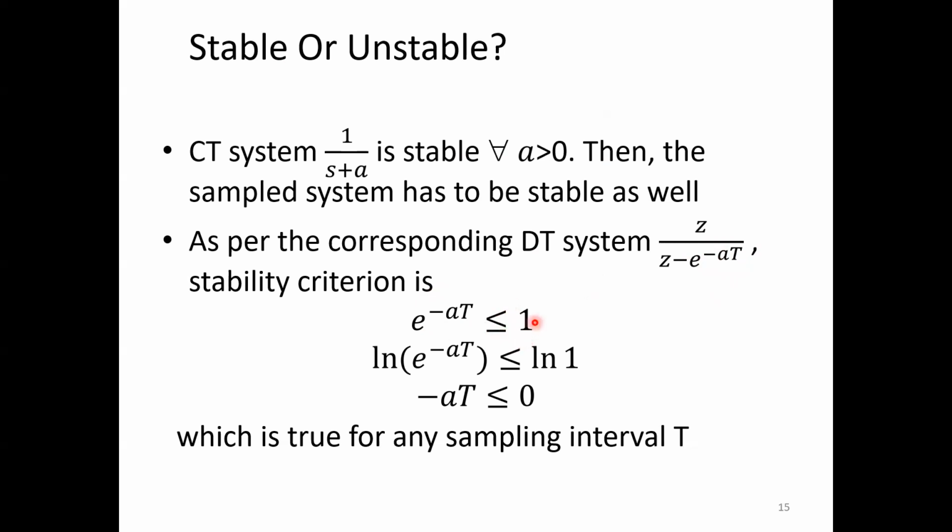So it is less than or equal to 1. If you take the natural log of this, ln 1, then aT should be greater than or equal to 0. Of course, this is the condition for the continuous time system to be stable. If a is not positive, then the continuous time system is unstable, and e to the minus aT will not be inside the unit circle. So both systems are unstable.